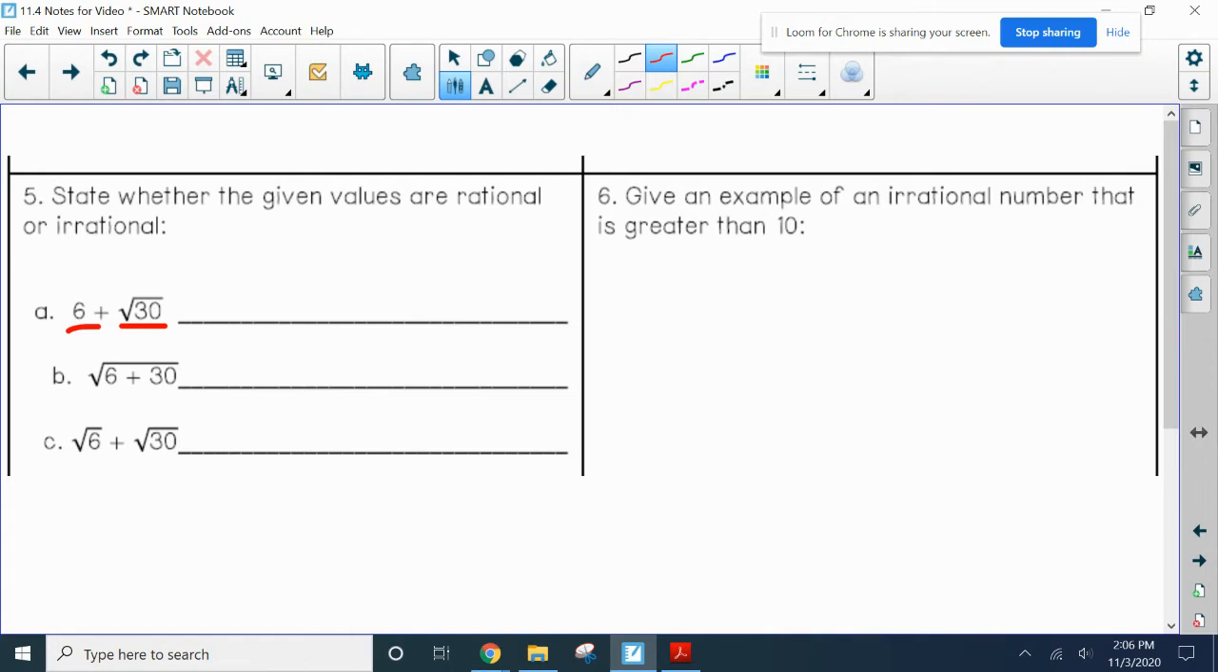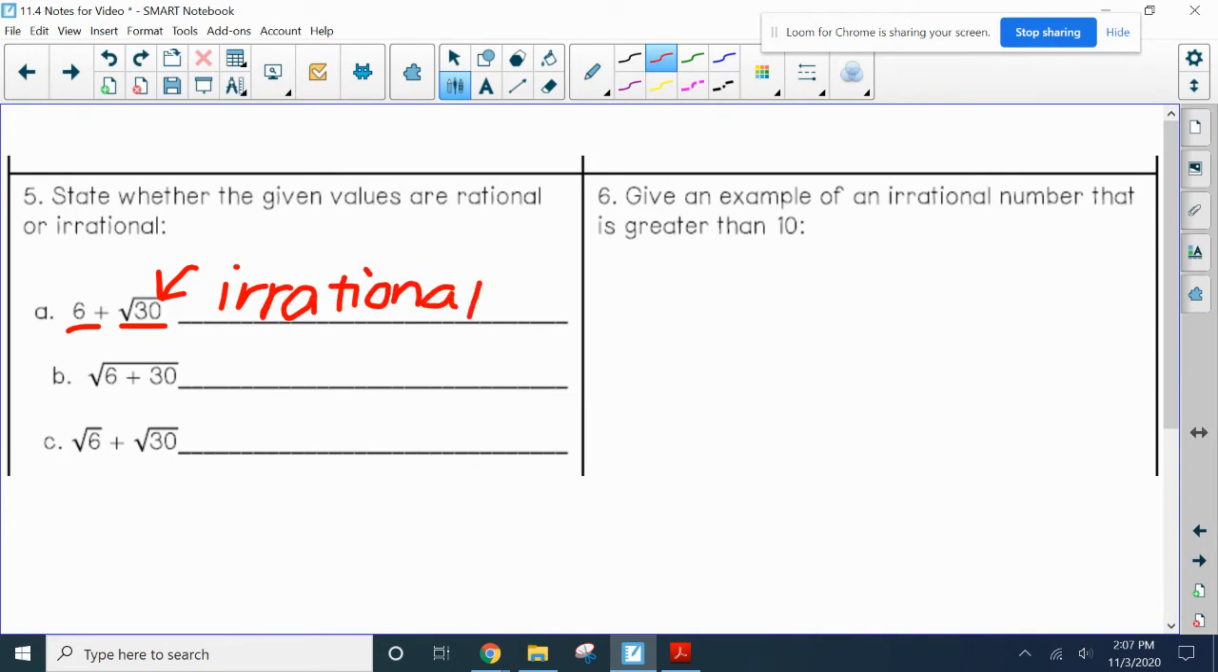What's the square root of 30? Is it a single number? No. So what you're telling me is this is a non-perfect square. What do we know about non-perfect squares? That's right, they are irrational.